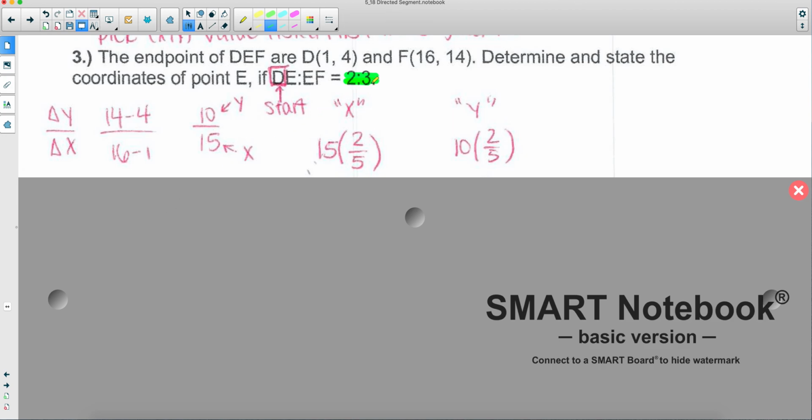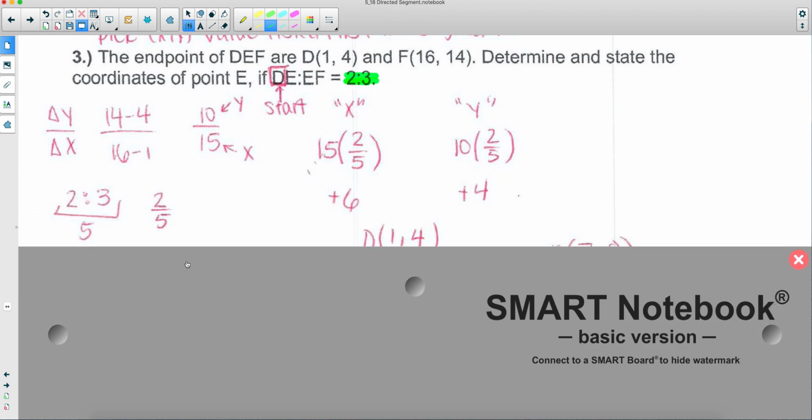Now I have to figure out, using our ratio of 2 to 3, we end up with 2/5. First part of the ratio over the total number of parts, right? 2 over 2 plus 3, which is 5. Next, deal with the x, then the y. Your change in x was 15. We're going to multiply it by that fraction of 2/5. We're going 2/5 of the way in the 2 to 3 ratio.